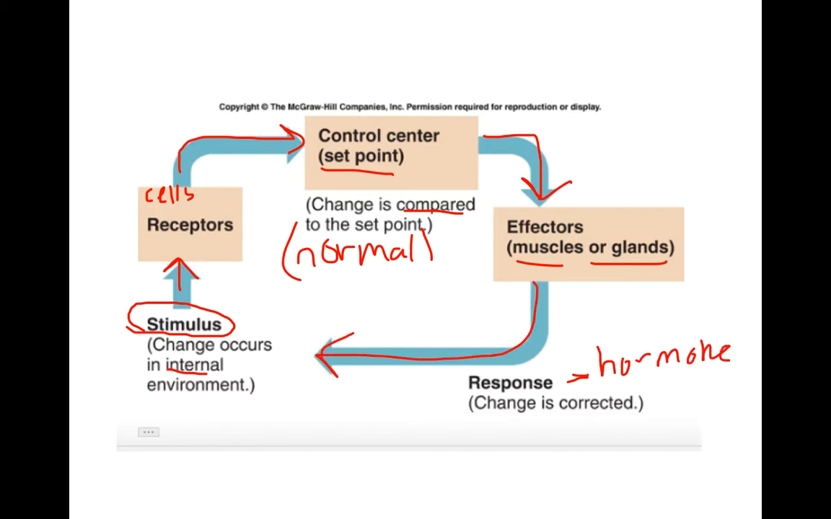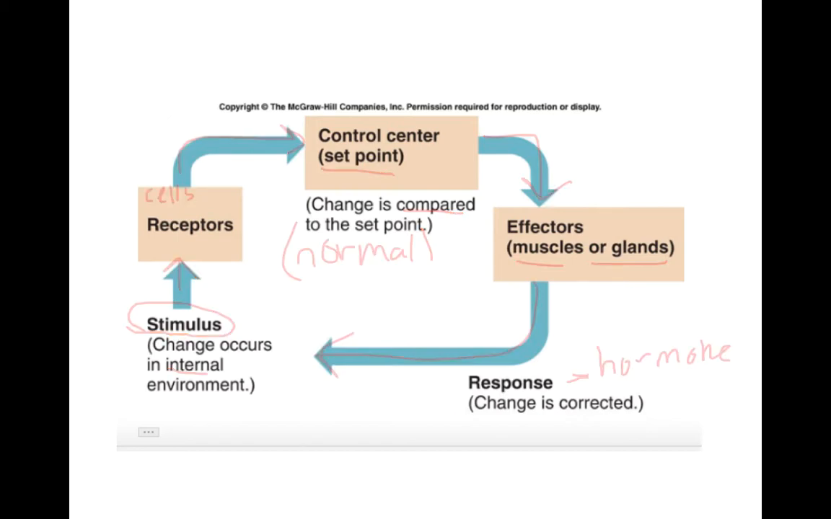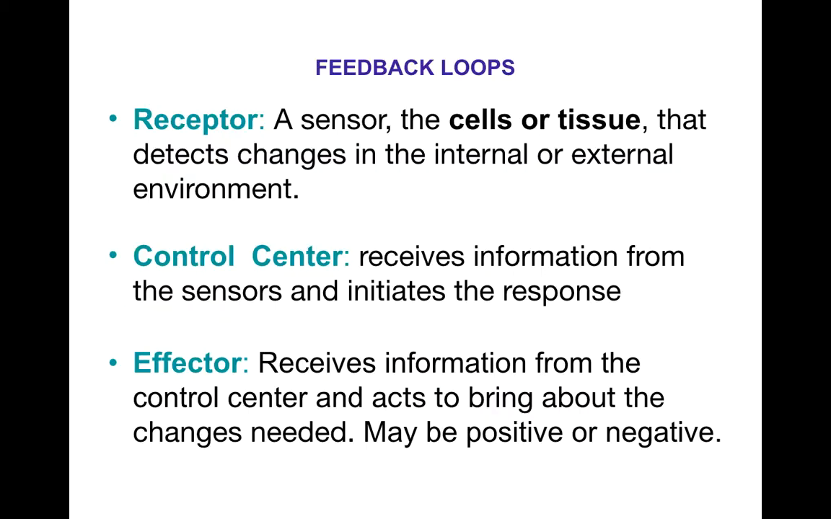And then hopefully it goes back to those cells and they say, yes, that's stopped. We can stop this whole process, this loop, or no, we need to keep doing this because it's not fixed yet. The receptor, the sensor, the cells or tissues that detect changes in internal or external environment. The control center receives the information from the sensors and initiates the response. The effector receives information from the control center and acts to bring about the changes needed. They may be a positive or negative stimulus that sends.